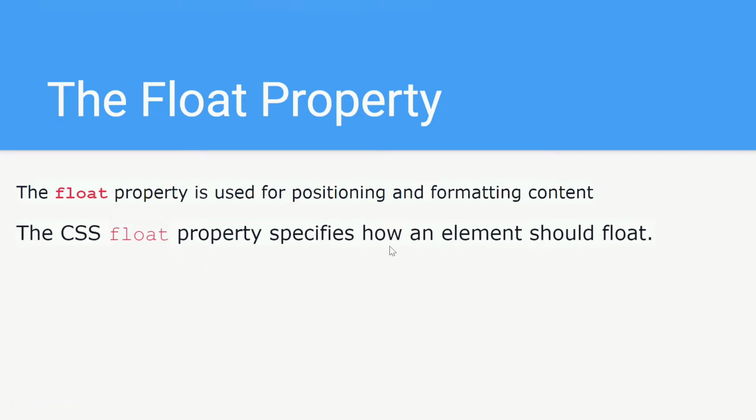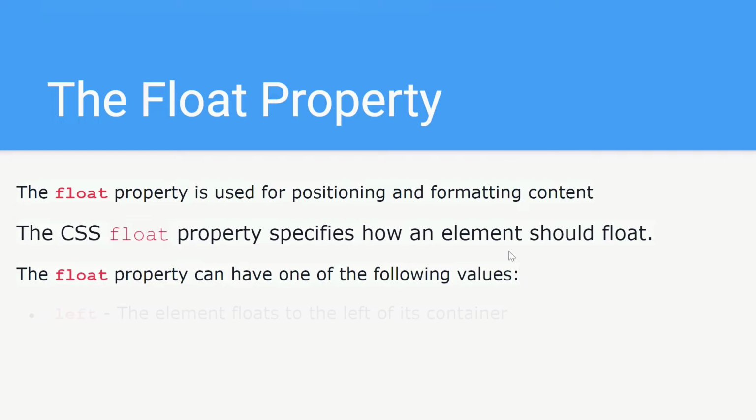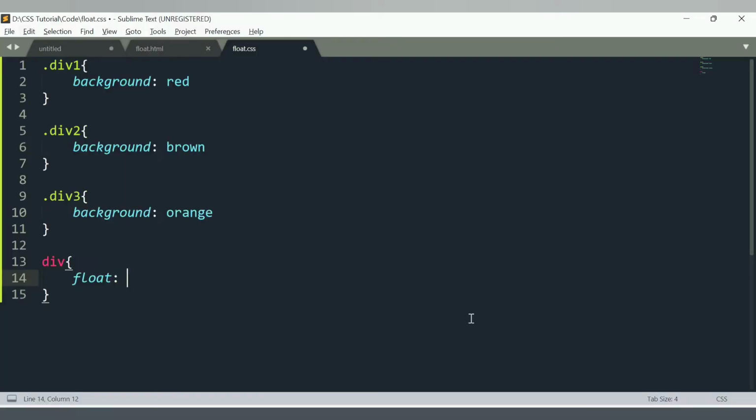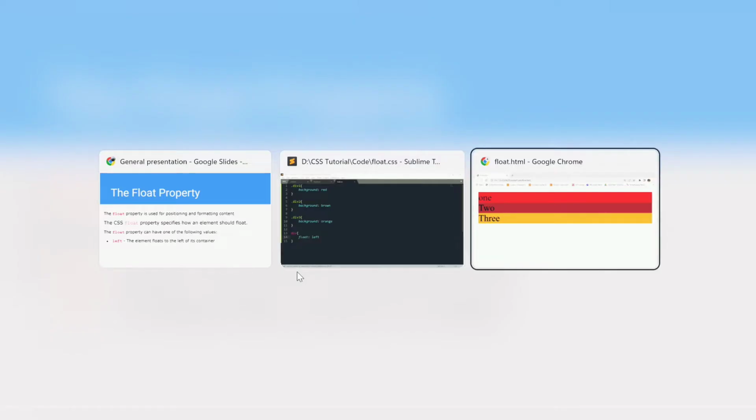So the CSS float property specifies how an element should float, and there are different values for this float property. First one is left. So the element floats to the left of its container. So let's make use of this first value, only left. Let's save this and see the change on the browser now.